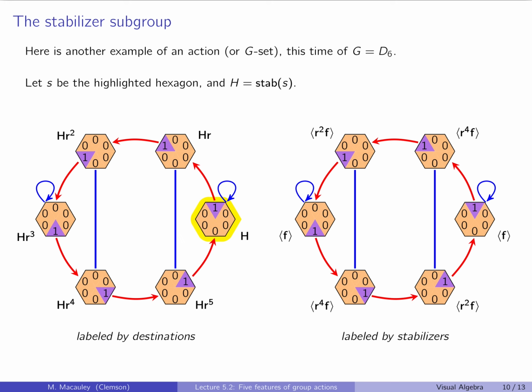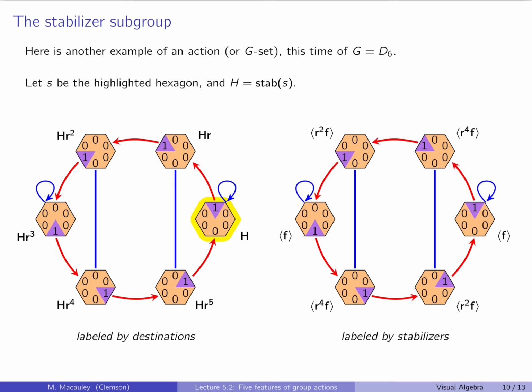Over here, I'm labeling these nodes with the stabilizer. So the stabilizer of this is generated by F. So what's the stabilizer of this thing up here? Well, do R inverse F R, and that is R to the 4th F. And you can see that. That's another way to see that R to the 4th F is equal to R inverse F R.